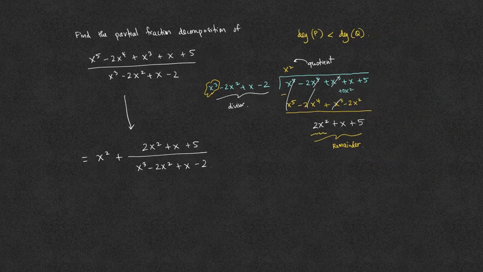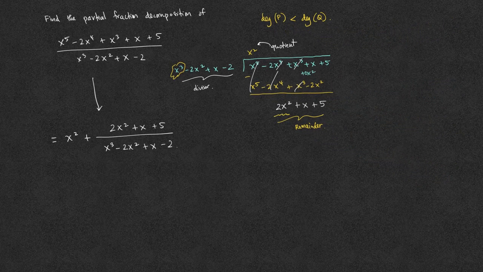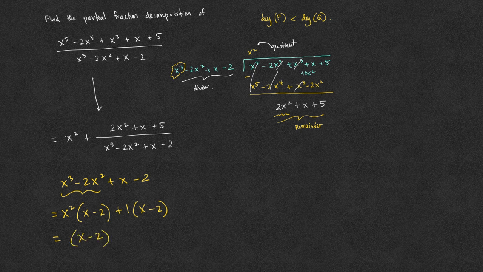To do that, we first need to factor x cubed minus 2x squared plus x minus 2. We can do this by grouping the first two terms. We can factor out x squared, x minus 2 left, and we have 1 of x minus 2. This is x minus 2 times x squared plus 1. X minus 2 is a linear factor and x squared plus 1 is an irreducible quadratic factor because x squared plus 1 can never be 0.